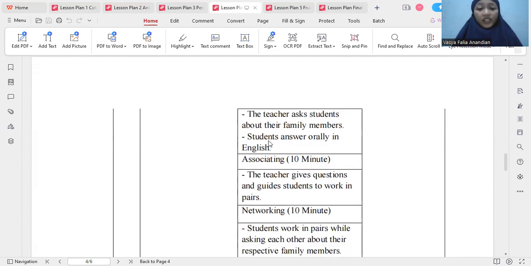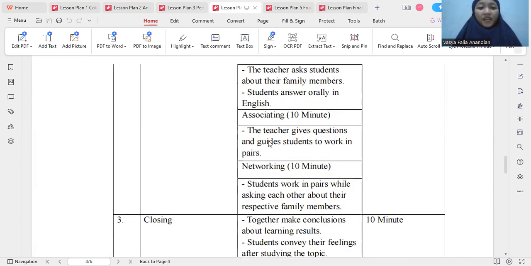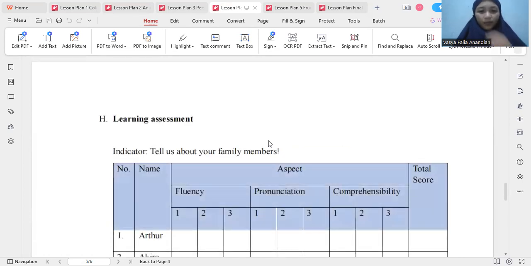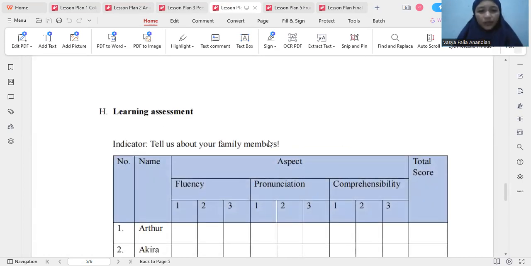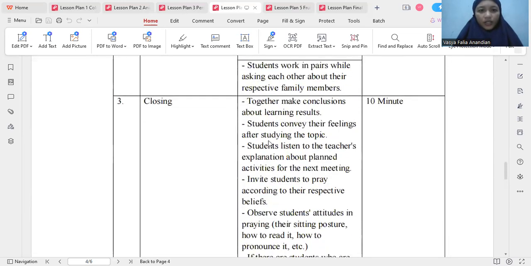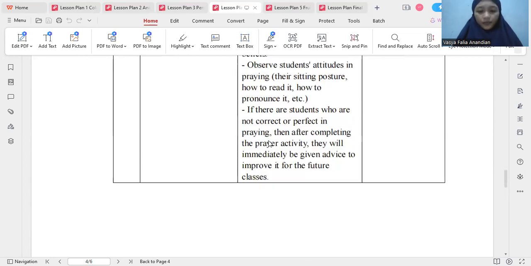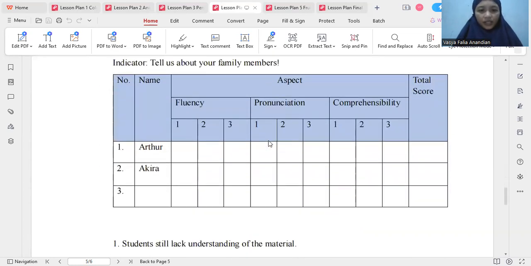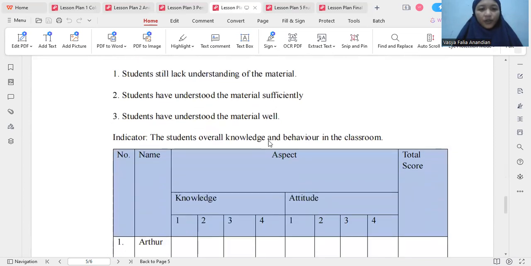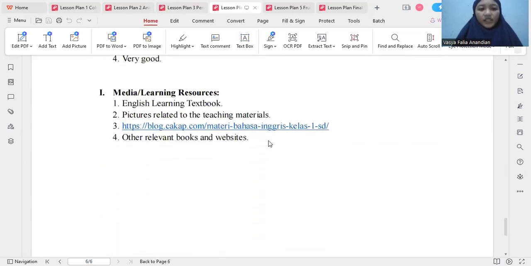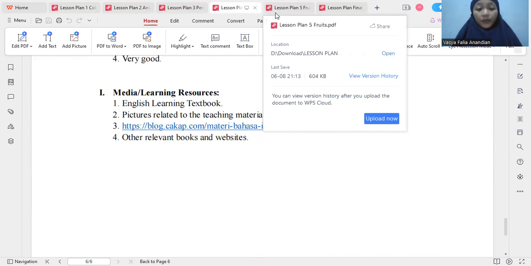So associating: the teacher gives questions and guides students to work in pairs. So the students work in pairs while asking each other about their respective family members. So yeah, the closing: make conclusion, convey their feelings, just like the other past meeting. This is the rubric score for the learning assessment. Media and learning resources: English textbook, visuals related to the materials, relevant books and websites.